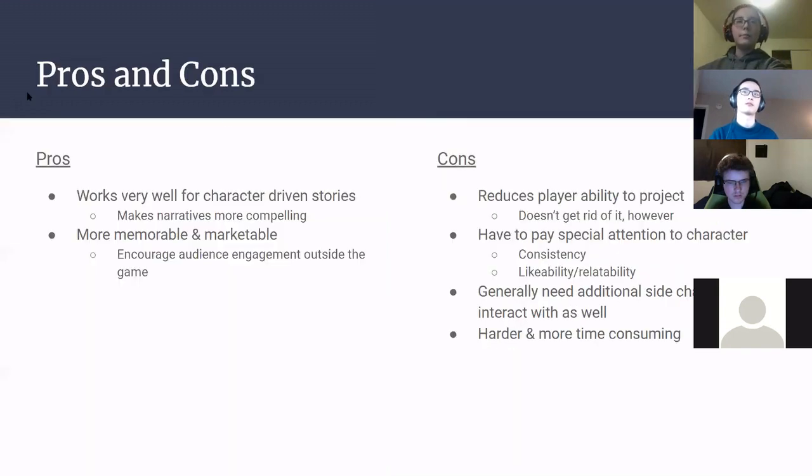So again, pros and cons. As you can imagine, this specifically works very well for character-driven stories. It also tends to make your narratives more compelling for the reasons that I've already brought up. It can also make your game a lot more memorable and marketable, as I brought up earlier. Your characters are probably going to be a huge part of your game's brand. That's how you tend to set your games apart, is specifically with characters, just because of those connections that people form with characters just as human beings. And it can also help to encourage audience engagement once they've finished with the game.